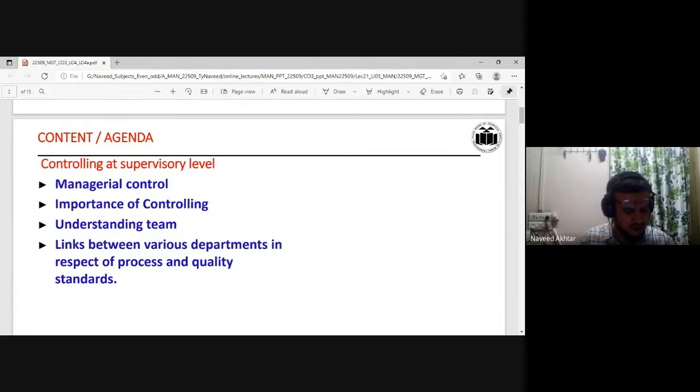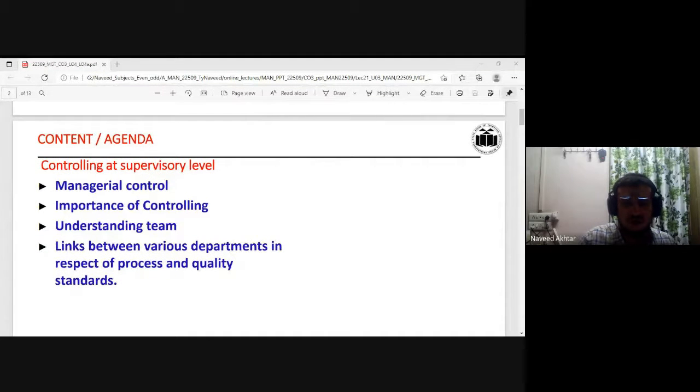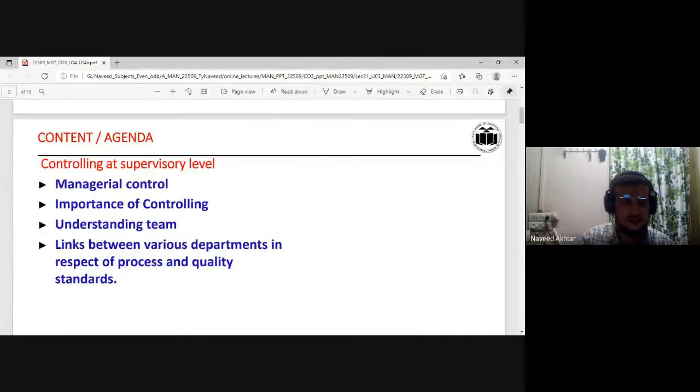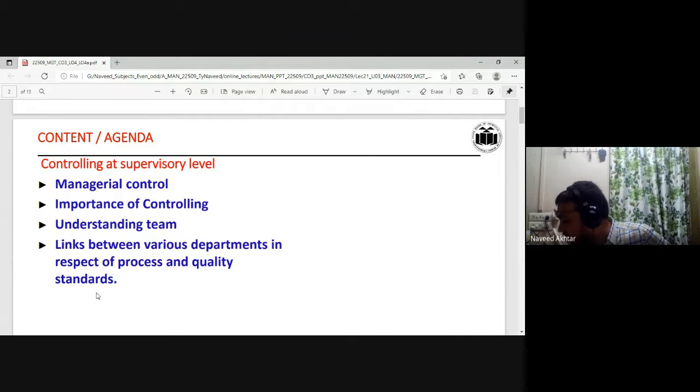The main objective is to find out mistakes so that they may be corrected or prevented. In order to seek planned results from the subordinates, a manager needs to exercise effective control over the activities of subordinates, and thus controlling is needed at the supervisory level. So first we will see controlling at the supervisory level: first, the managerial control, and second, the importance of controlling. These are the contents of today's lecture.